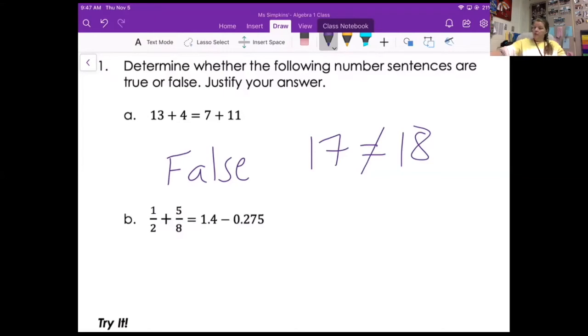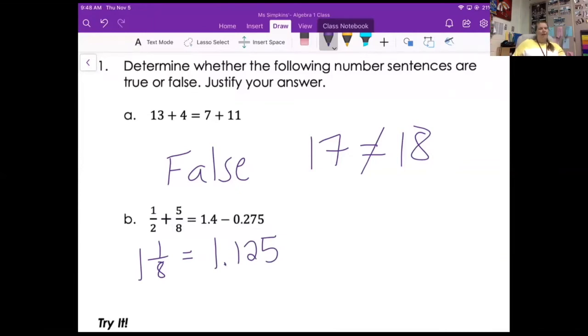Okay, letter B, 1/2 + 5/8. You could do that by hand, but remember I showed you the fraction button on this calculator. So if I did 1/2 + 5/8, you should get something that looks a little weird, right? But that is saying 1 and 1/8. And then we have 1.4 minus 0.275, which is 1.125. So they're not in the same form. I have a fraction and I have a decimal.